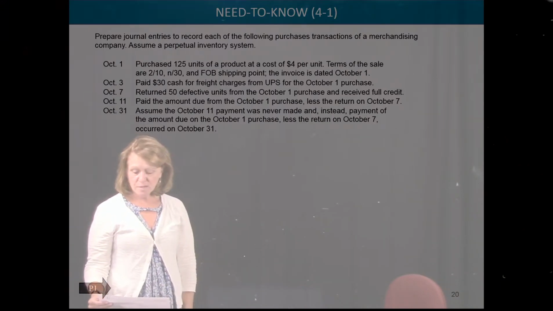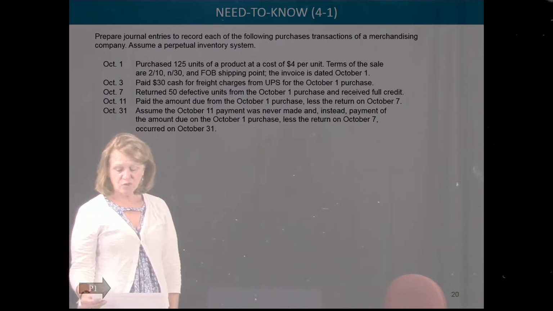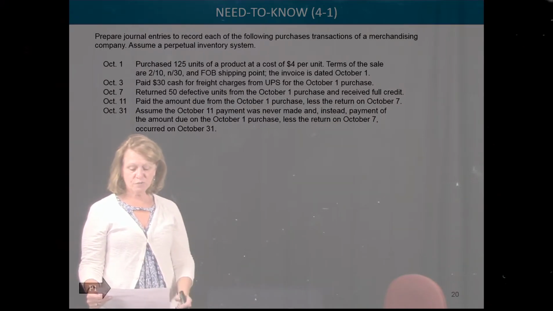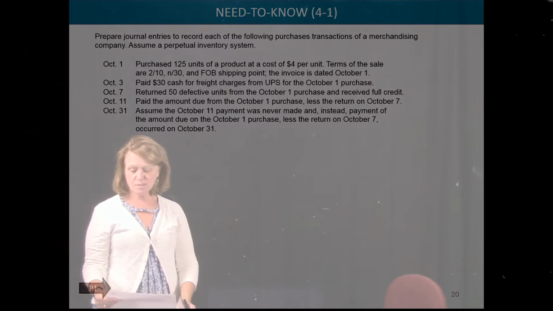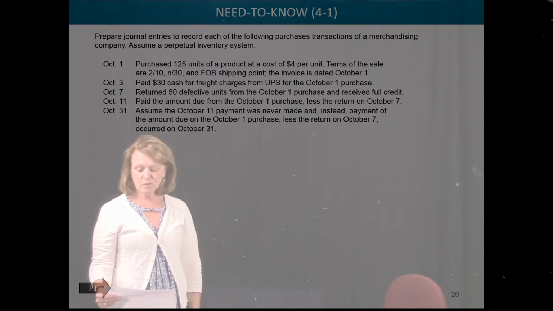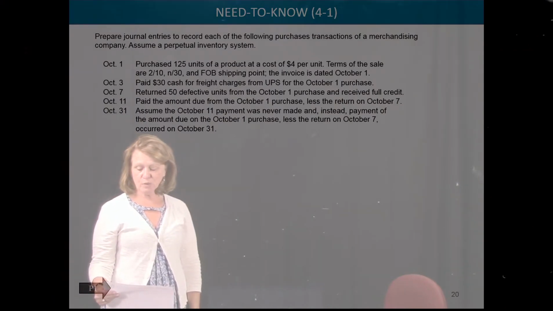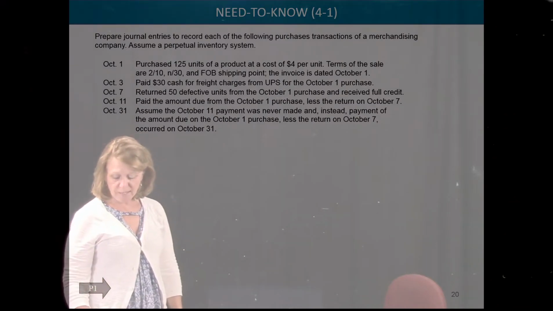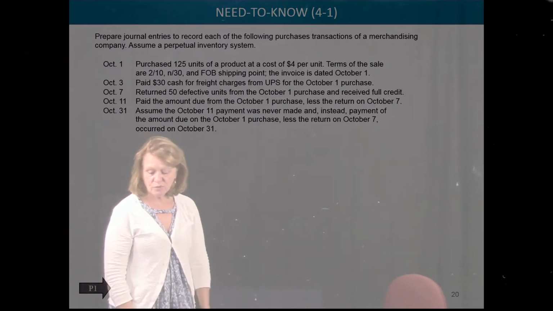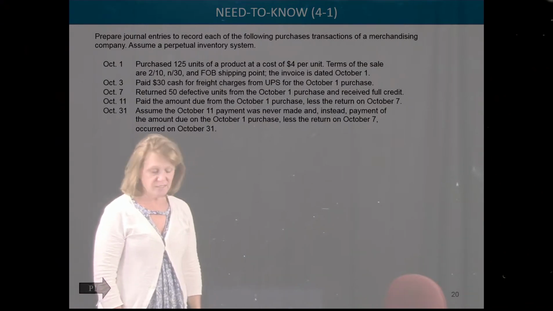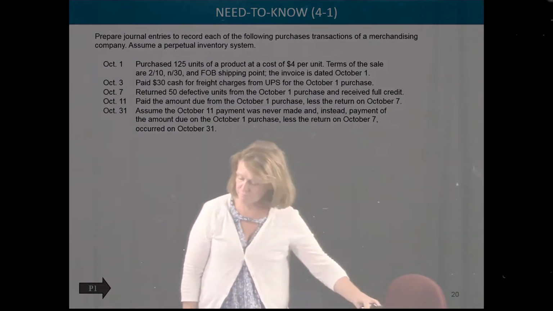On October 3rd, we paid $30 cash for freight charges from UPS for the October 1st purchase. October 7th, we returned 50 defective units from the October 1 purchase and received full credit. And on October 11th, we paid the amount due from the October 1st purchase, less the return on October 7th. All right, here we go.